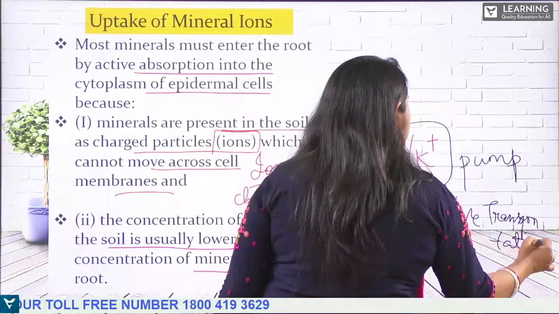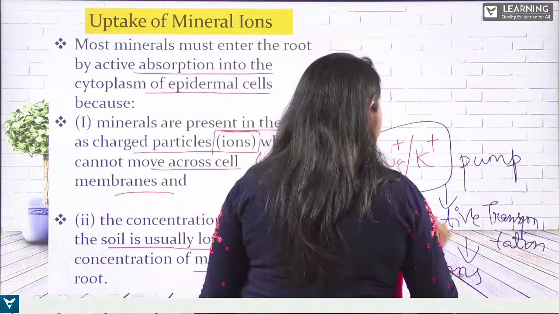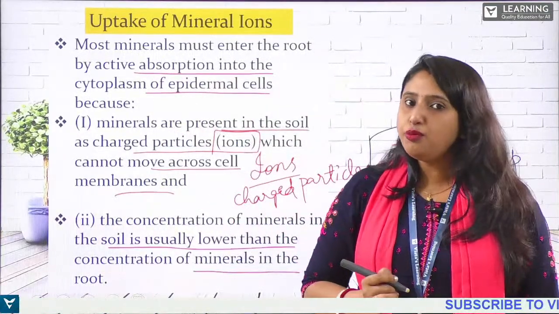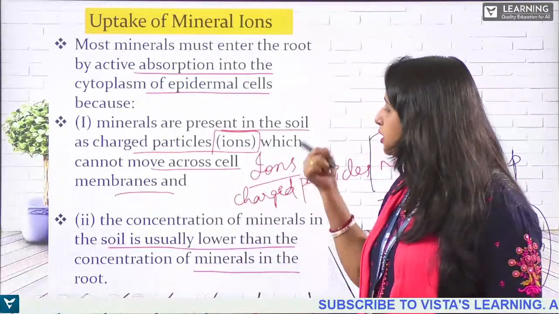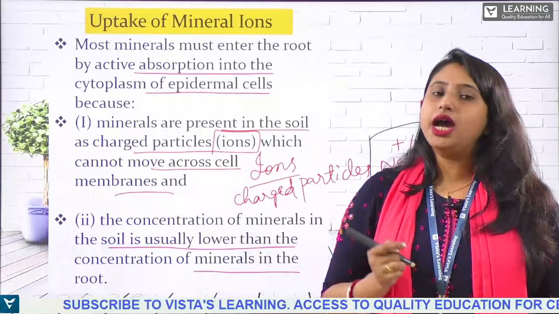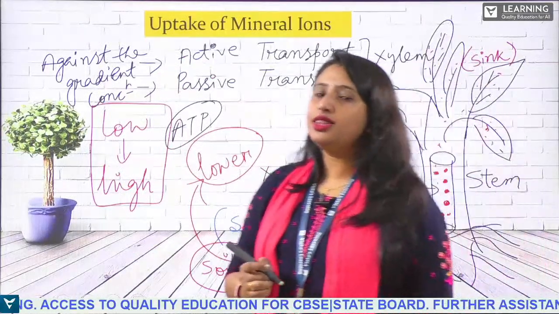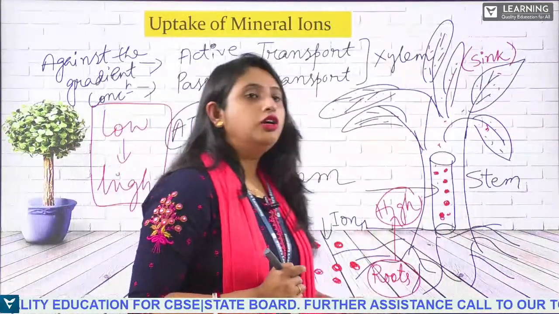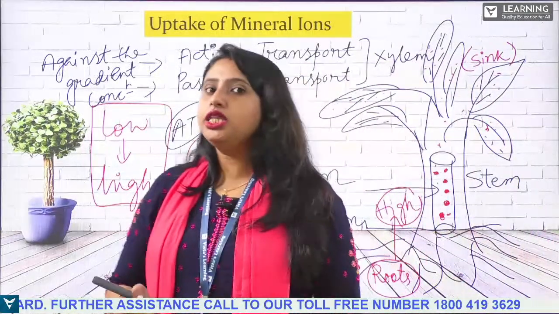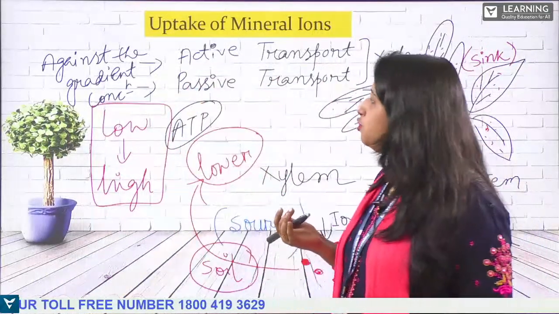Active transportation of the ions is taking place. Clear? So here, what happens? Active transportation of ions takes place with the help of what? With the help of this Na plus K plus pump. Because the ions are present at a lower concentration in the soil, and in the roots you can see they are present at a higher concentration. So from low to high it is moving, isn't it?